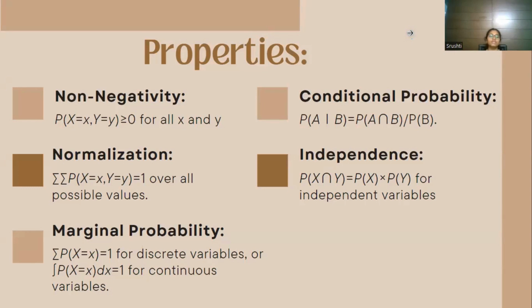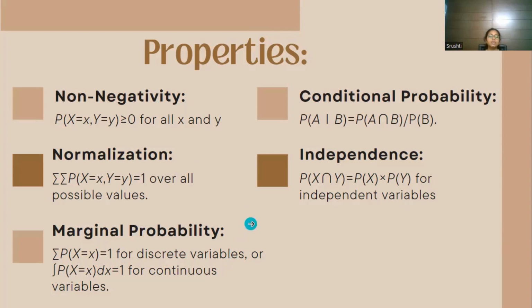First one, non-negativity. P of capital X equals small x, comma capital Y equals small y should always be greater than or equal to 0 for all x and y. That is, it should not be a negative value like -1, -2, etc. Next is normalization. The summation of P of capital X equals small x, comma capital Y equals small y should always be equal to 1 over all possible values. It shouldn't be greater than 1 or lesser than 1.